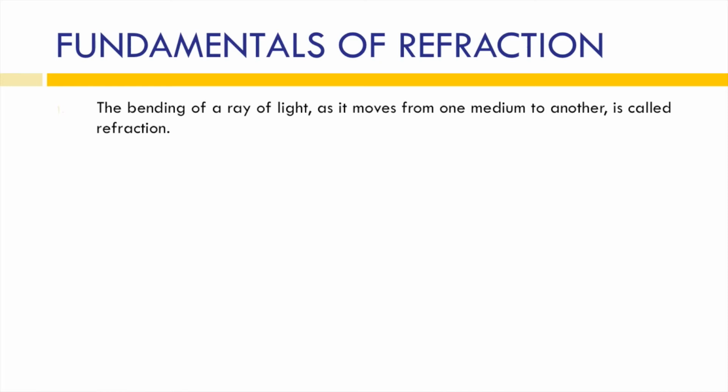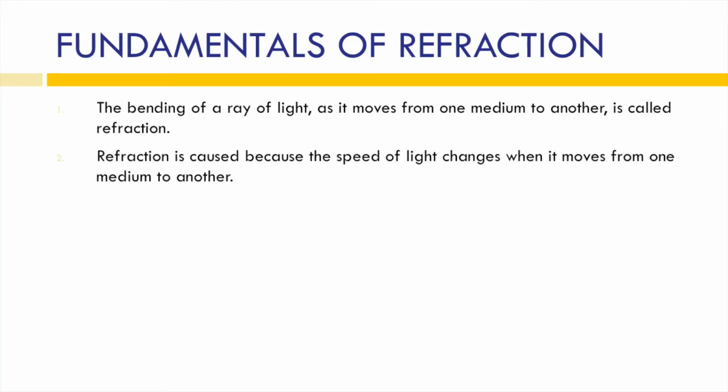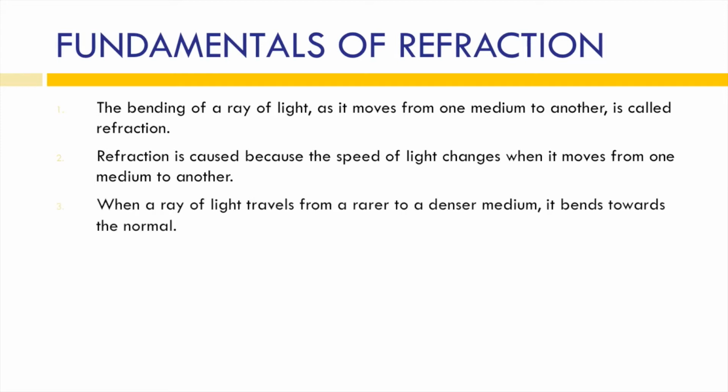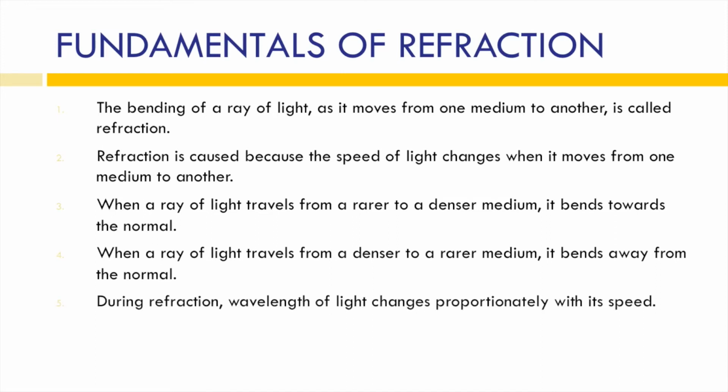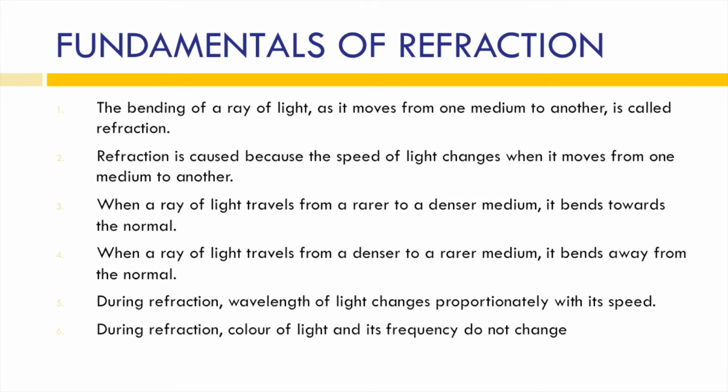And now, the summary of this video. 1. The bending of a ray of light, as it moves from one medium to another, is called refraction. 2. Refraction is caused because the speed of light changes when it moves from one medium to another. 3. When a ray of light travels from a rarer to a denser medium, it bends towards the normal. 4. When a ray of light travels from a denser to a rarer medium, it bends away from the normal. 5. During refraction, the wavelength of light changes proportionately with the change in speed of light. However, the color of light and its frequency do not change.